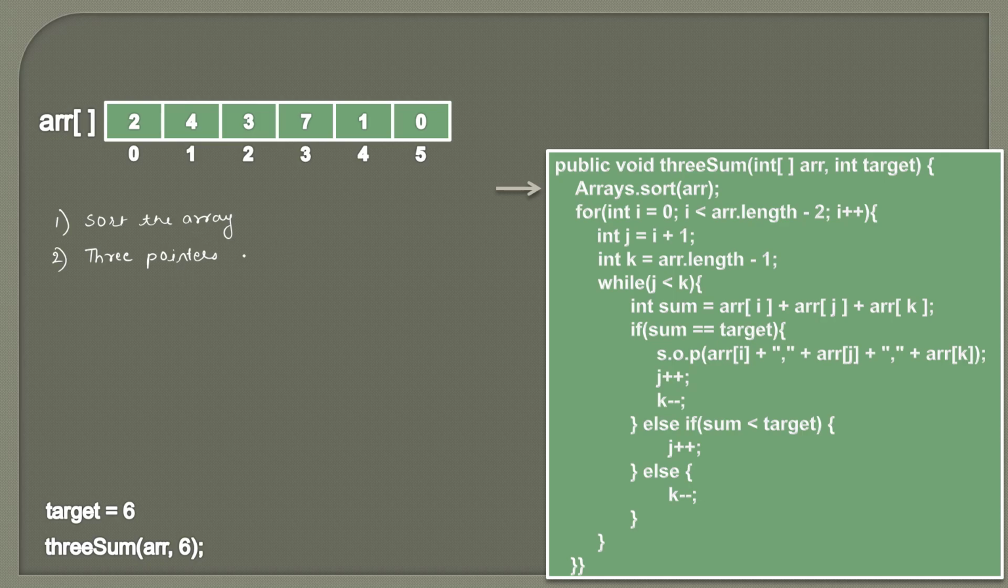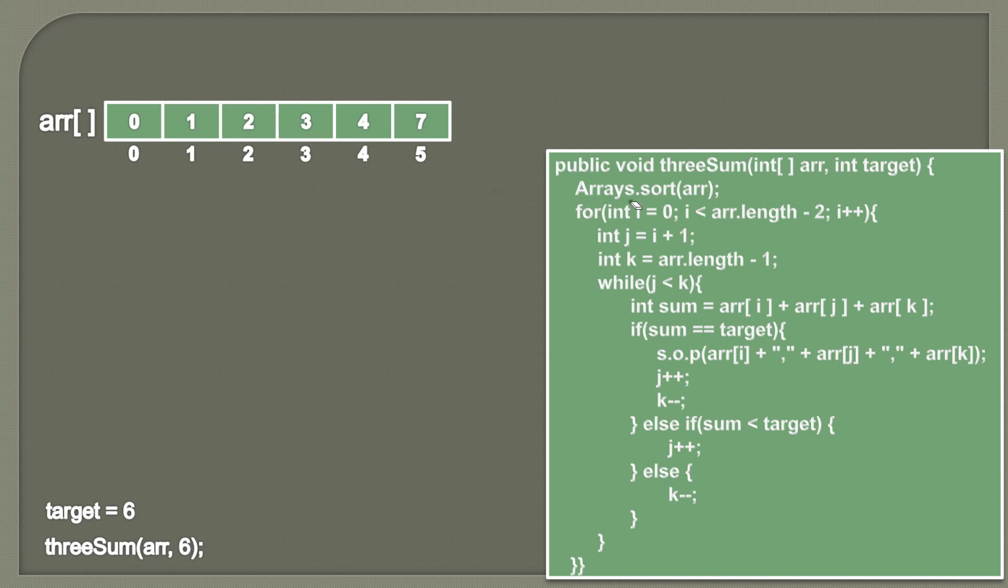So the 3 pointers we use are i, j and k, which we will be seeing later. These 3 pointers will give us 3 different numbers from the array. We will take their sum and print it on the console if the sum is equal to the target. So let's see the demonstration of this algorithm step by step. In the first step we are sorting the array in ascending order. So 2, 4, 3, 7, 1, 0 will be sorted and it will become 0, 1, 2, 3, 4, 7.